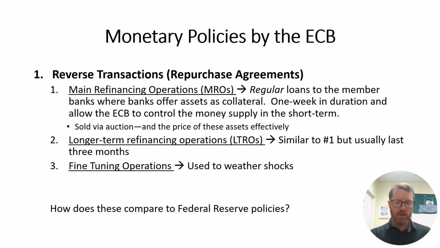These are secured loans, meaning that there is collateral for those loans. And then the bank has a week to pay that money back. Now, if they fail to pay that money back, the European Central Bank gets to keep the assets that it put up as collateral. So it's what's called secured debt, which means there's collateral connected to it. And this is sold via auction, meaning the European Central Bank will say, we have X amount of money available, and then these member banks can decide to bid on that money.